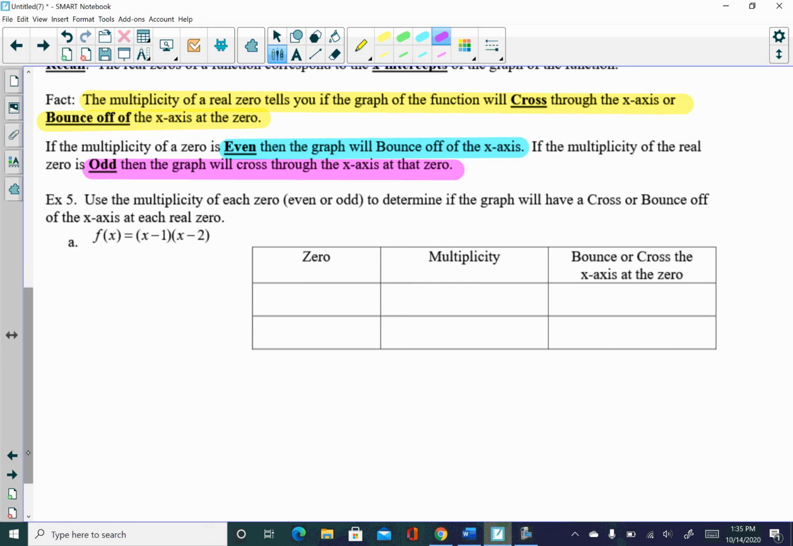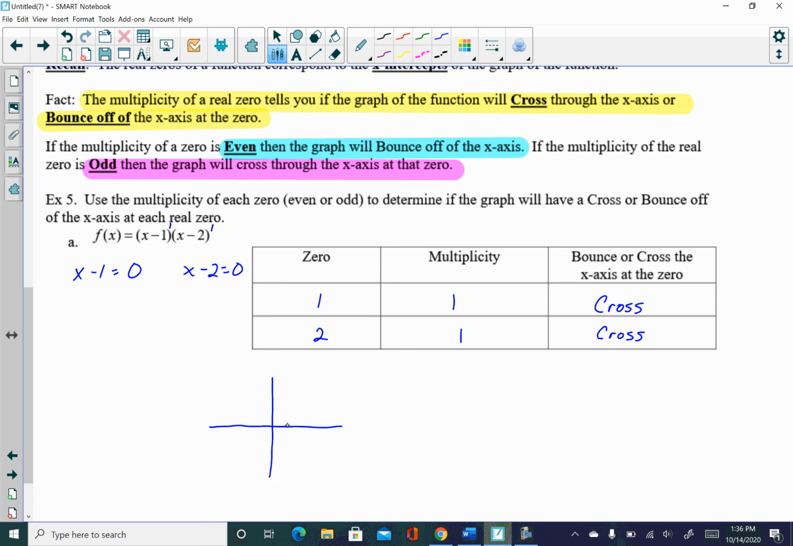All right, so if we move on down here to example 5, we already know what the zeros are of this function. We found them just above here. Remember, we would just set x minus 1 equal to 0 and x minus 2 equal to 0, so our zeros are at 1 and 2. The multiplicities were our exponents up here, so 1 on both of those. Since both of these multiplicities are odd, that means we are going to be crossing the x-axis on both of those.